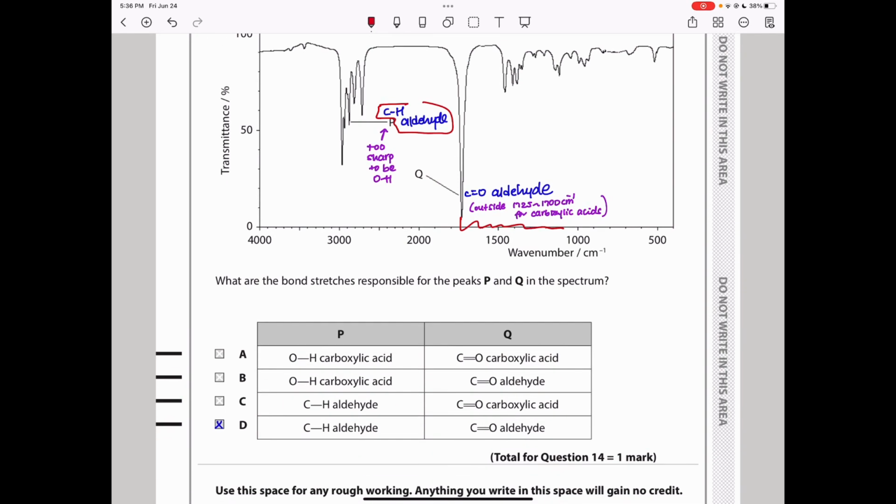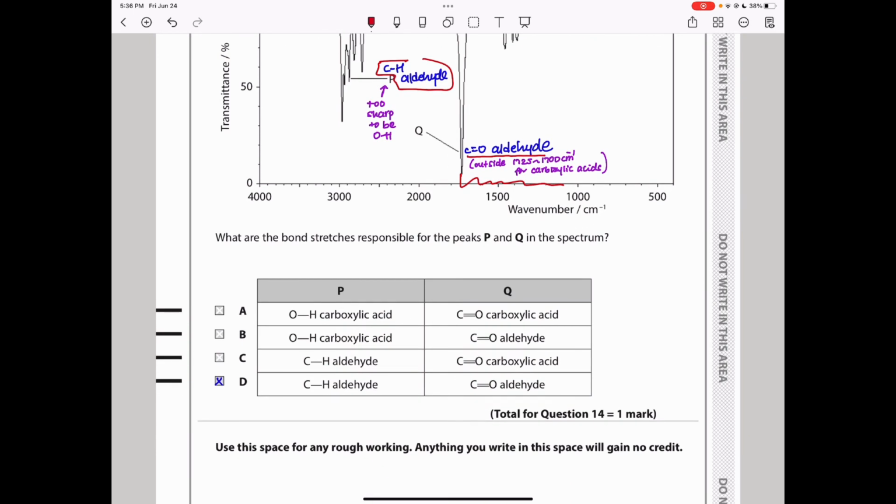And then for this one here, you can see the range in which it falls shows that it's going to be carbon oxygen for the aldehyde. So based on the answers you observe here, it's only part D that gives you the right answer: carbon hydrogen aldehyde, carbon oxygen double bond aldehyde.